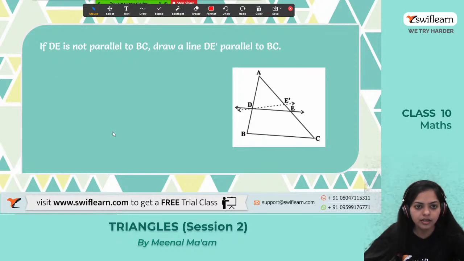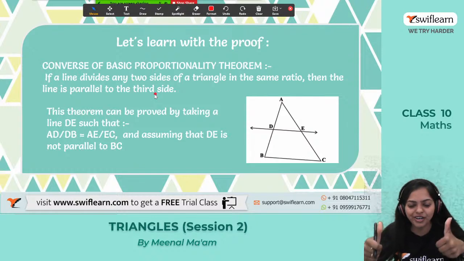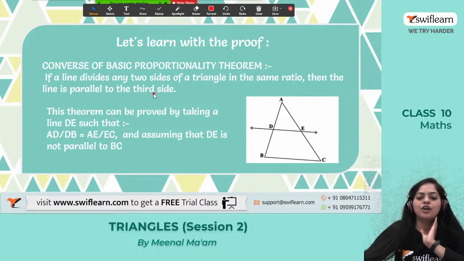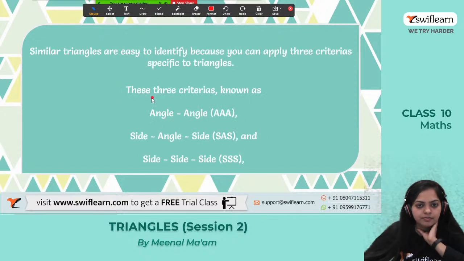Okay, once again, I will show you the statement. What is the statement of the converse of the basic proportionality theorem? If a line divides any two sides of a triangle in the same ratio, then the line is parallel to the third side. Got it, everyone? Okay, if you got this, let's have a look at the next topic.